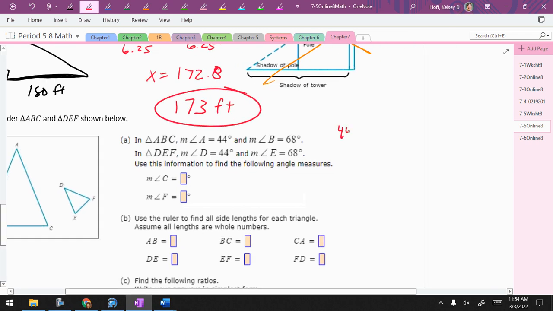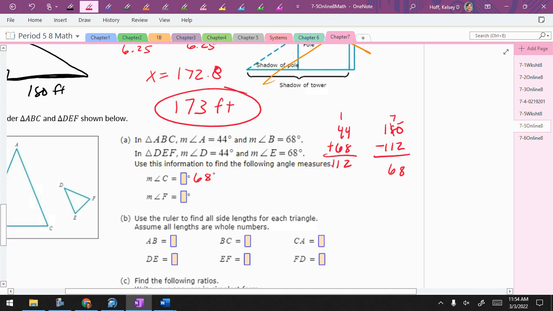Very good. So 44 plus 68 would give me 112. And then take your 180 minus your 112, 68. Is that right? Okay, and so that you said would give me which angle? Angle C. Okay. Now to find angle F, what would I need to do?